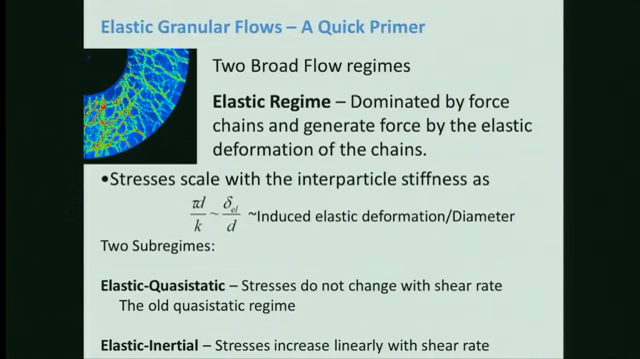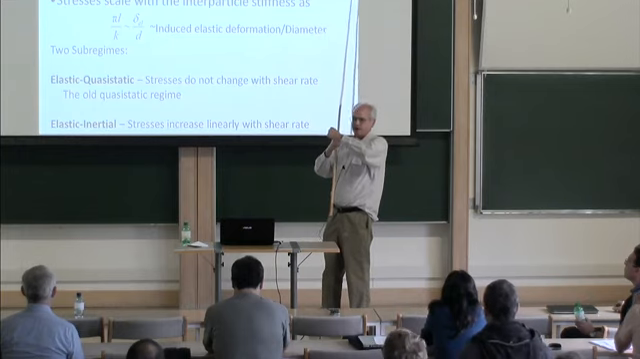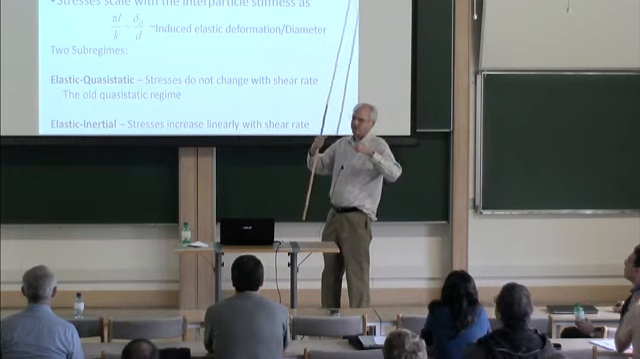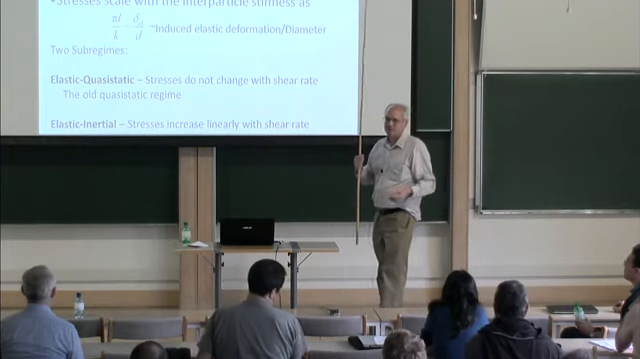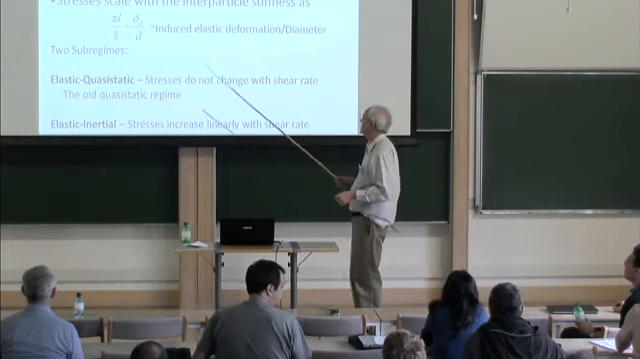The elastic quasi-static regime, which says that the stresses do not change with shear rate. Essentially what happens is you shear the system, forces the particles together into force chains. The force chains rotate and collapse. The rate of formation is therefore proportional to the shear rate. The lifetime is inversely proportional to shear rate. You end up with something shear rate independent.